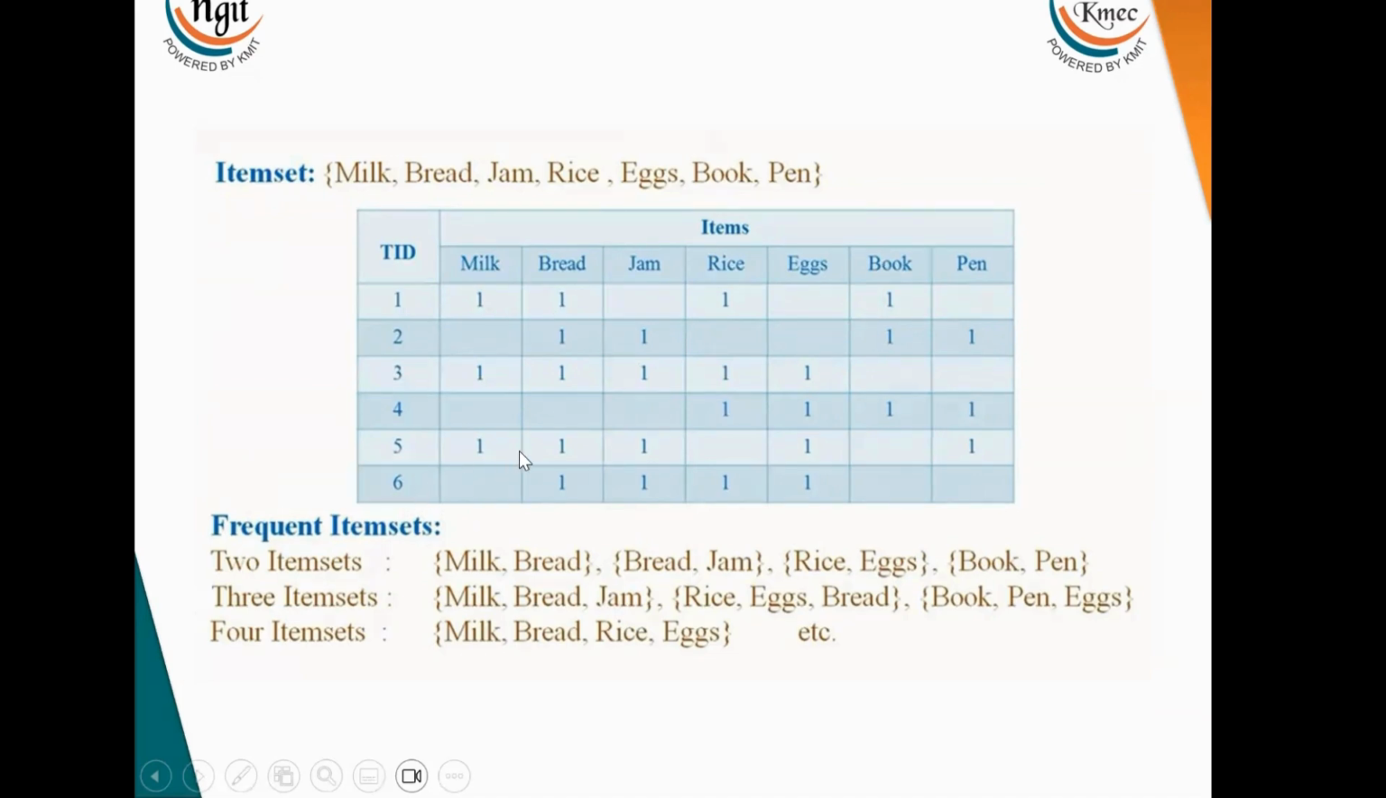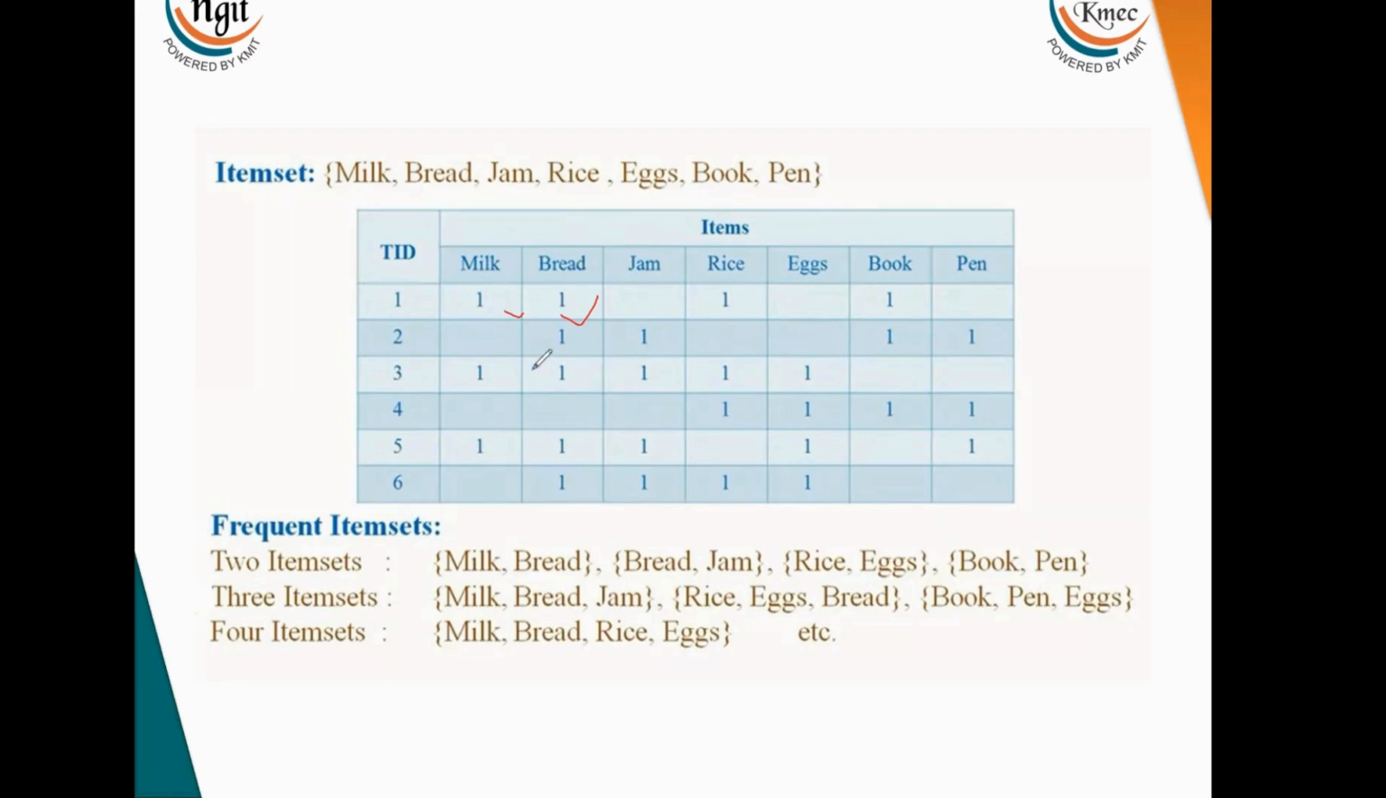So whatever item sets are created, frequent item sets can be created as 2 item sets, 3 item sets, or n item sets. If I want to find 2 item sets, this is transaction 1. In this transaction, we have milk and bread, right? So milk and bread are the 2 things in the transaction. This will form a 2 item set, a frequent item set.